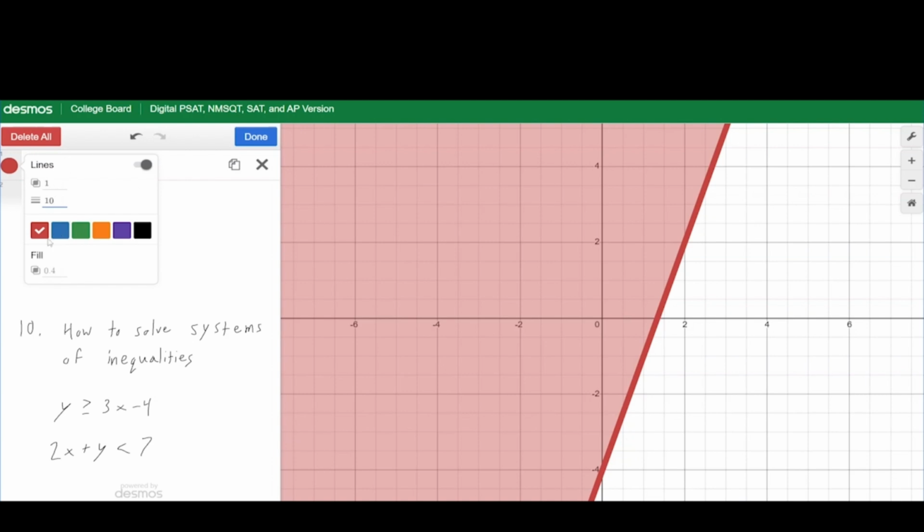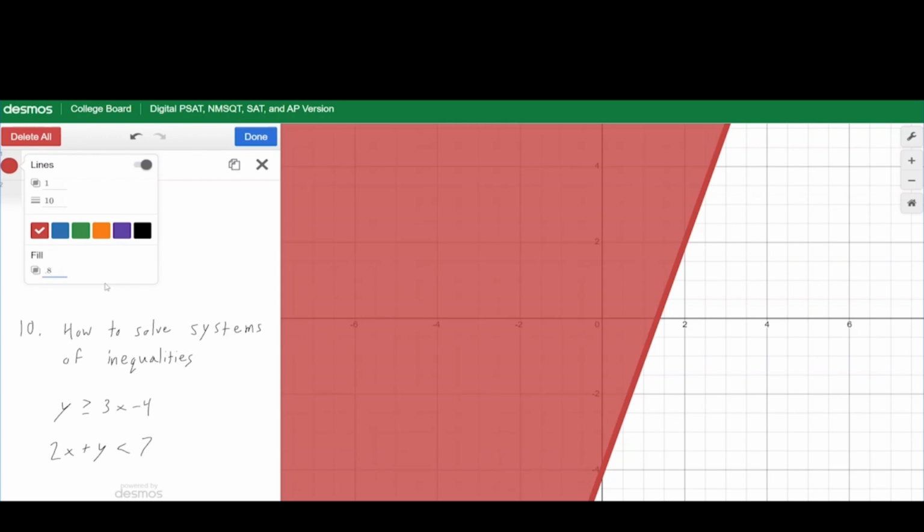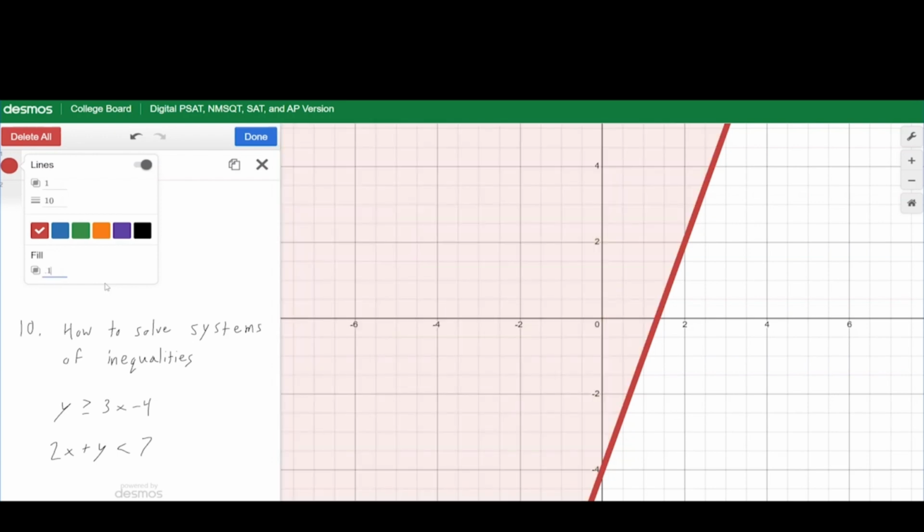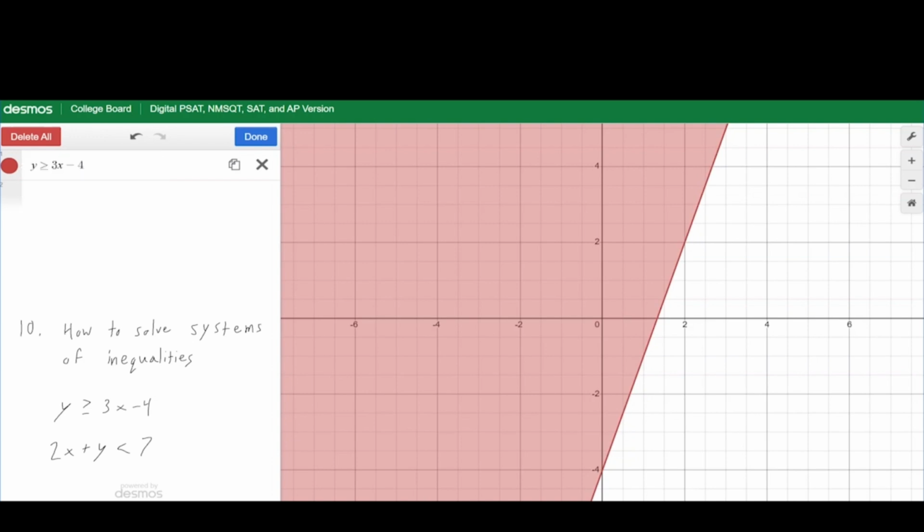And again, you have the fill here. This is opacity. You can make it 0.8 to make it even darker. You can make it 0.1 to make it so light you can't even see it anymore. But again, the default is whatever. So anyways, I'm going to set it back to the default. That's the different things you can play around with.